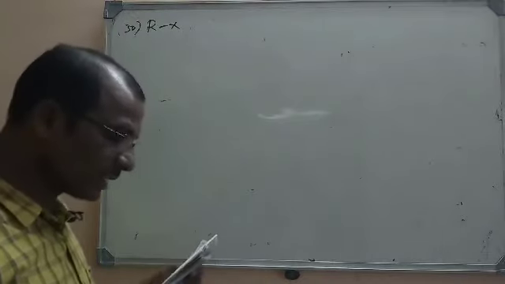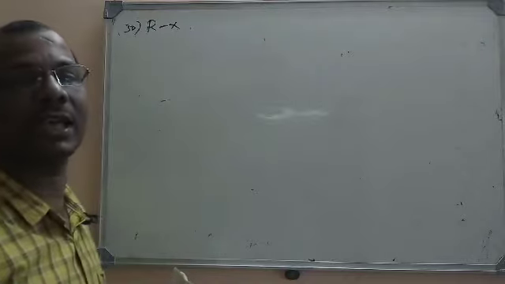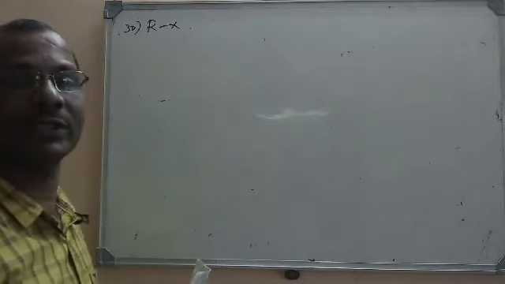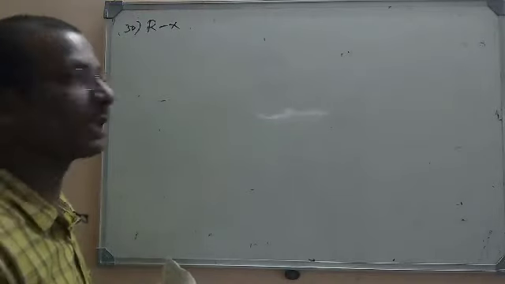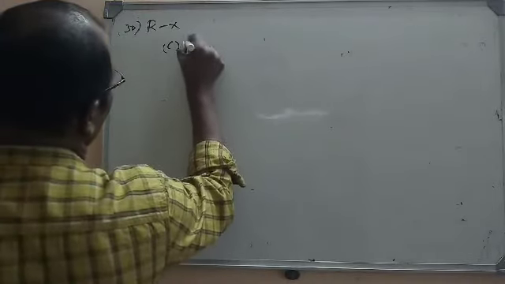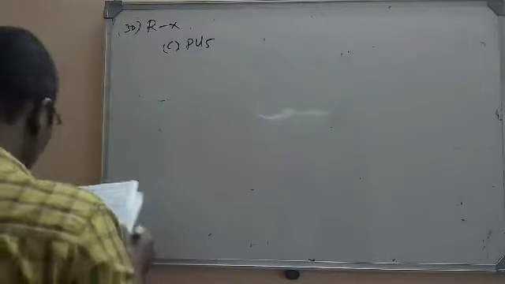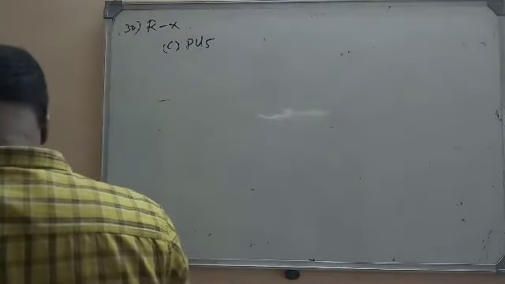Even D is chlorination, and halogenation of alkanes will give us alkyl halides. So PCl5 is used to prepare alkyl halide from alcohols. So what is the right option here? That is C, PCl5. Now let us go to the other type of questions.